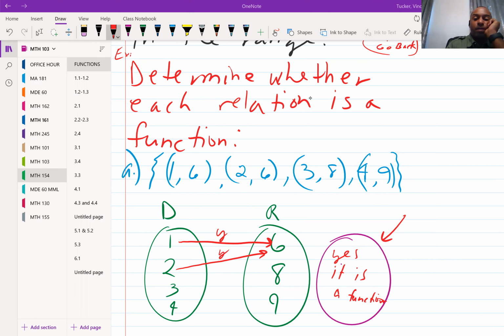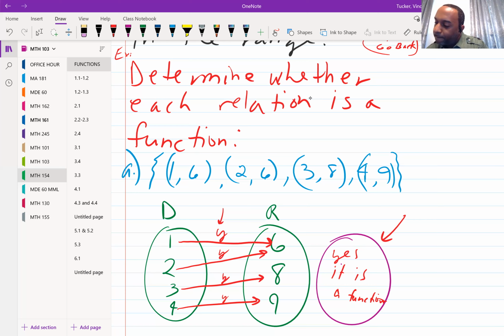And then same thing for 3. And then 4 goes to just 9. So that's yes as well. So if you can answer yes to all of those, then yes, it is a function. Your value in your domain has to go to exactly one element in your range, then it is a function. All right, questions before we look at another example?